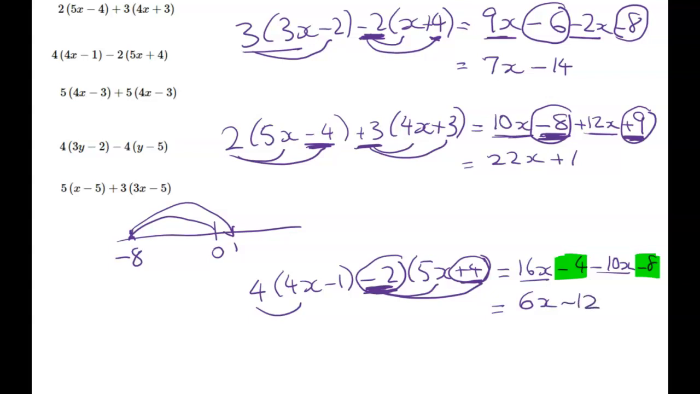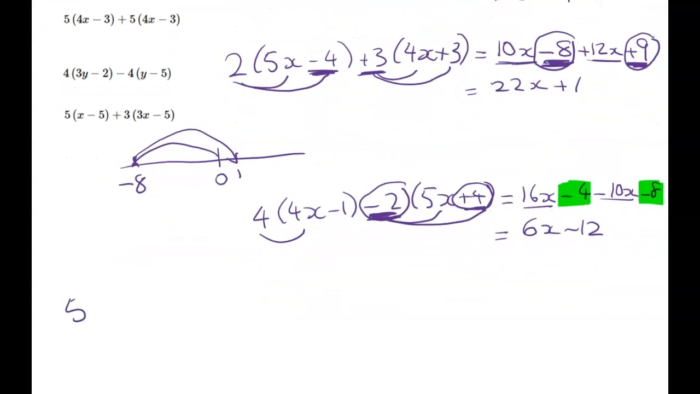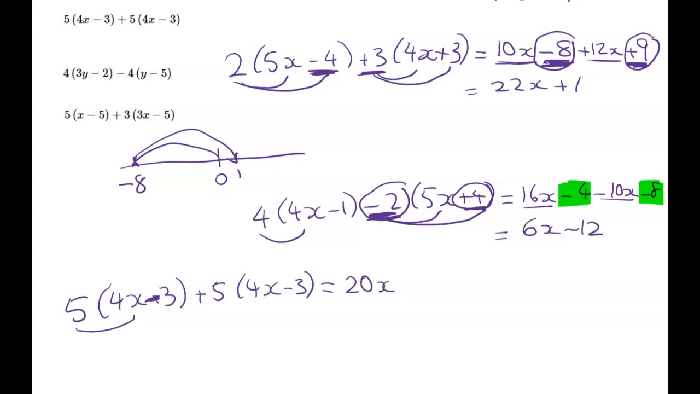Right, 3 left to go. 5 times 4x minus 3 plus 5 times 4x minus 3. I'm going to do this a slow way first, which is just to expand everything. 5 times 4x gives me 20x minus 15. Now I'll do it again because I've got the same thing. Plus 20x minus 15, which is equal to 40x minus 30.